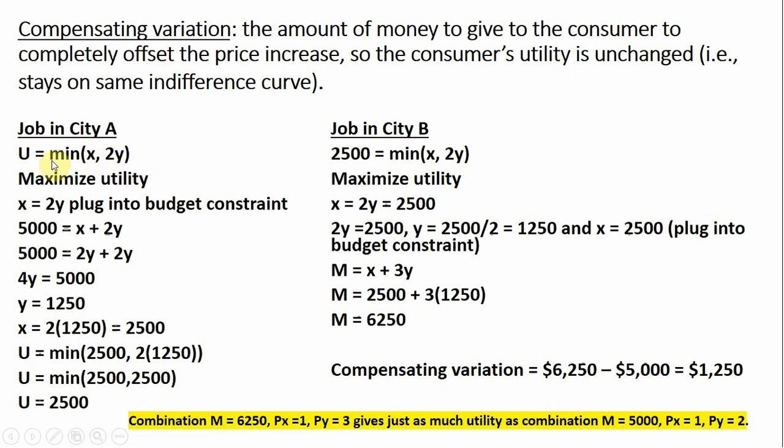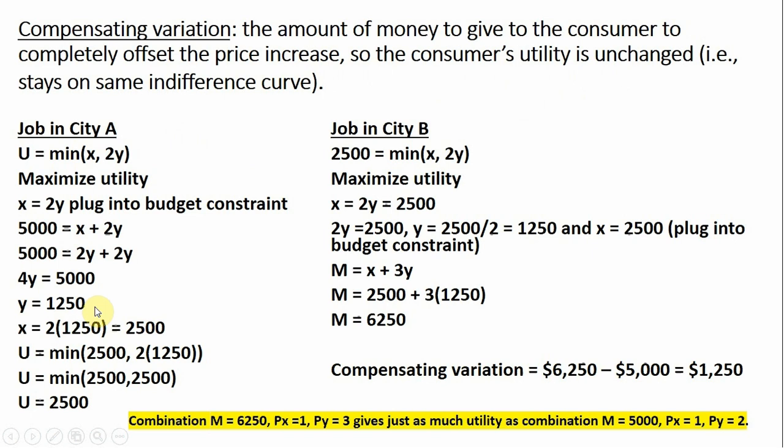We have the consumer's perfect complements utility function. We're going to maximize utility, and the way you do that with this functional form is you set what's in parentheses equal to each other, so X equals 2Y, and then you plug that into the budget constraint. Here's the budget constraint from the last screen. And where I see an X, I will now plug 2Y. So 5,000 equals 4Y.